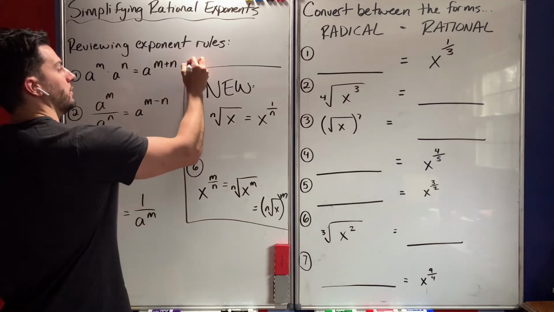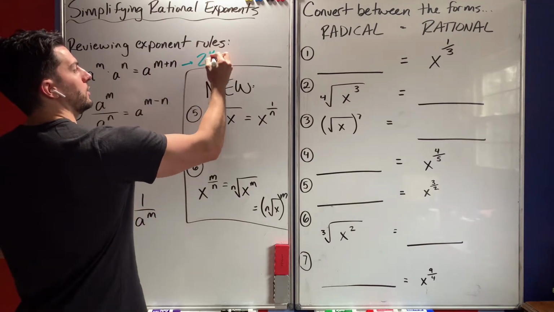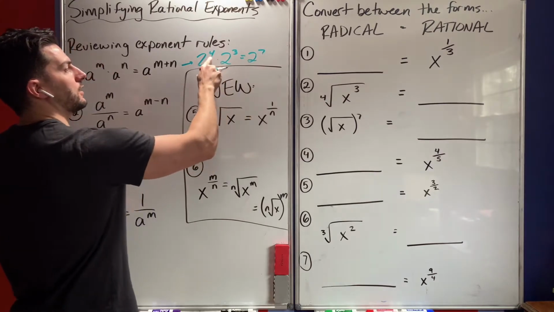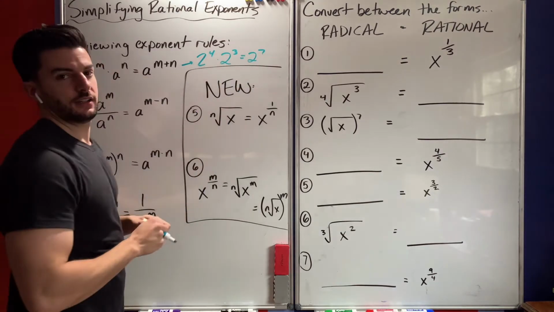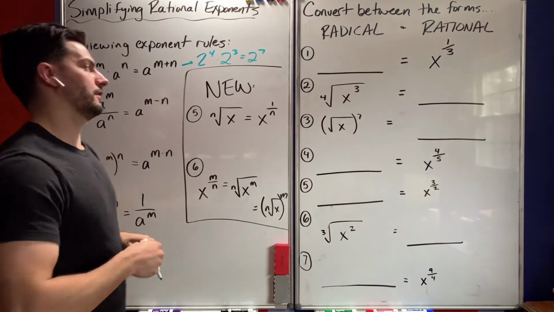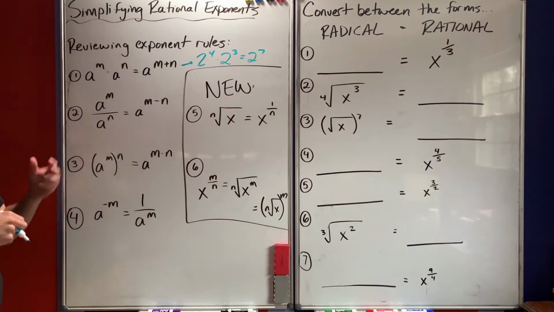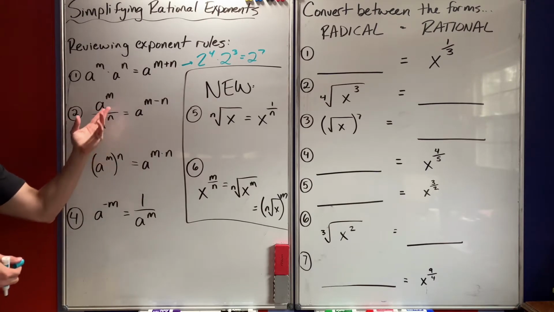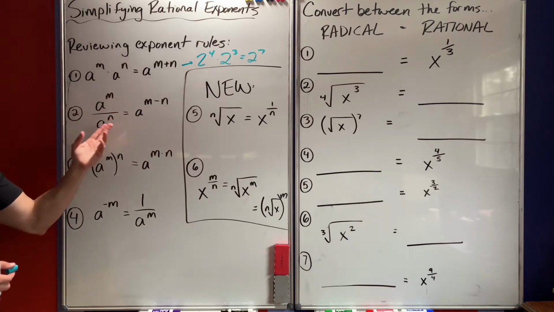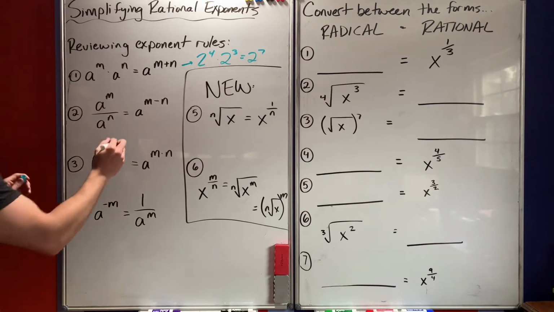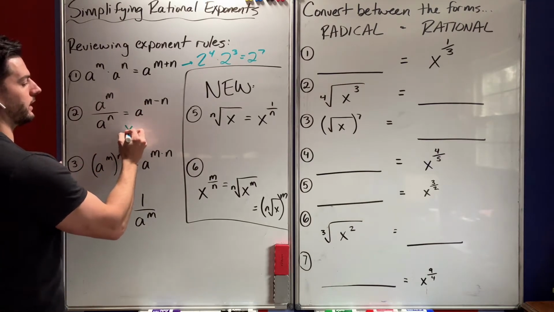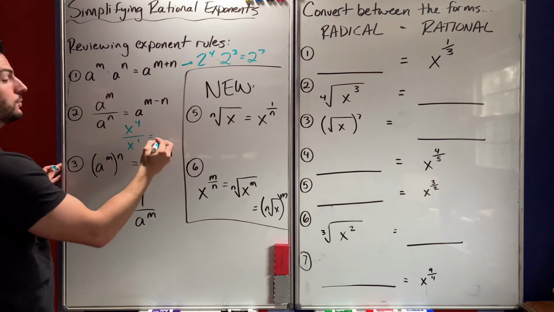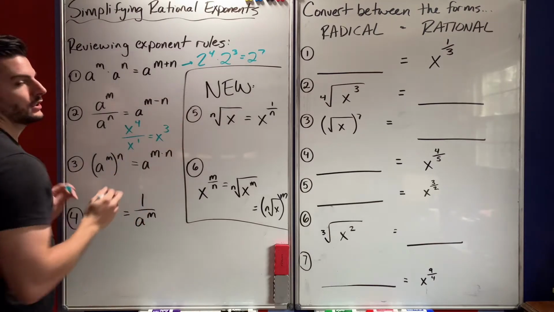An example of this would be 2 to the 4th times 2 to the 3rd equals 2 to the 7th. I could add 4 plus 3 to get 7, and that would be the same thing. Kind of the opposite rule with division: if I have the same base and I divide those two, I would subtract their exponents. Same idea, if I had x to the 4th over x to the 1st, I would do 4 minus 1, and that would be x to the 3rd.